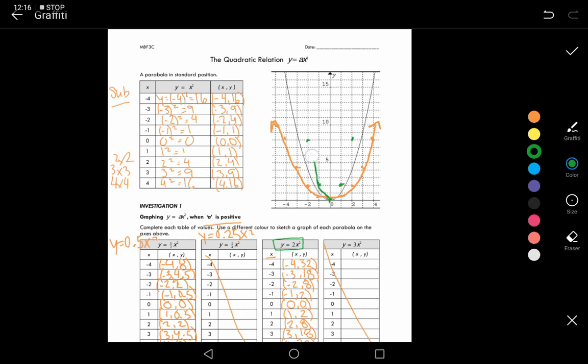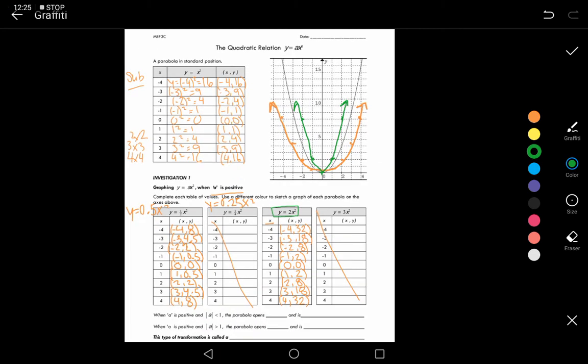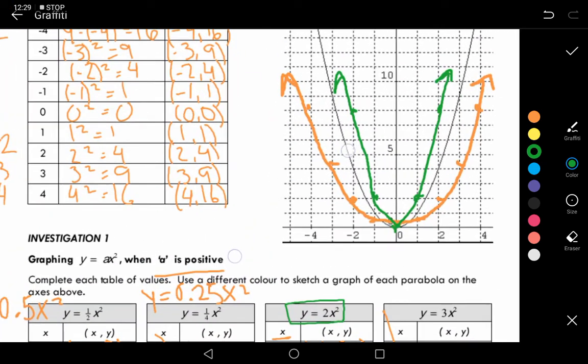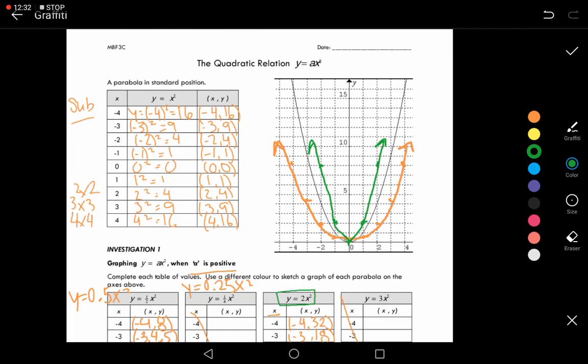So I'm going to connect these and see my new parabola. Okay, so now we can see 3 different parabolas there. So let's look at those a little bit. From our base graph, which again is the black line here, our orange graph is y equals 1/2 x squared, and our green graph is y equals 2x squared.